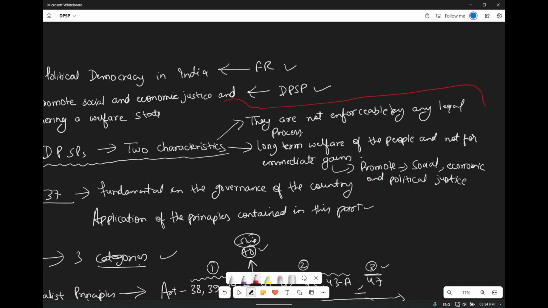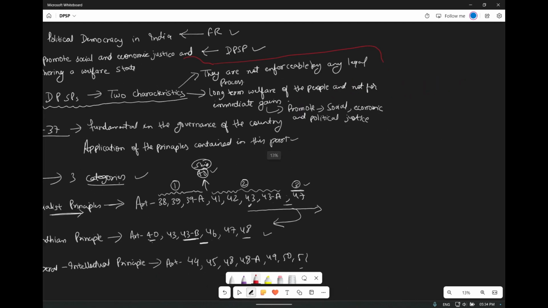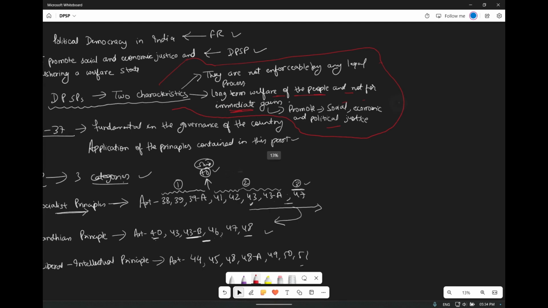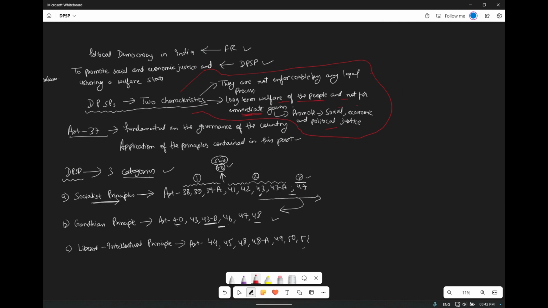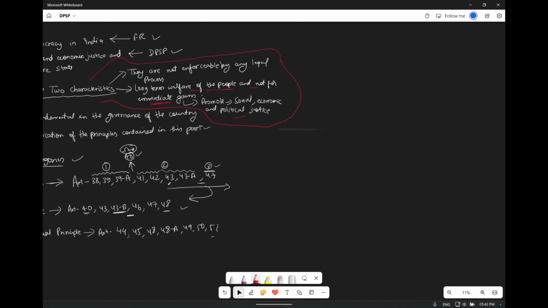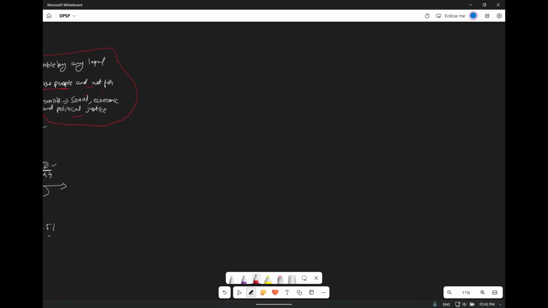First, it is not enforceable in the court of law, and second, the DPSP is for the long term welfare of the people and not for immediate gains, and it promotes social, economic and political justice. These are the two characteristics of the Directive Principles of State Policy. Now we are going to discuss the socialist principle, Gandhian principle and liberal intellectual principles. Whatever the DPSP is overall, the concepts we will discuss here.